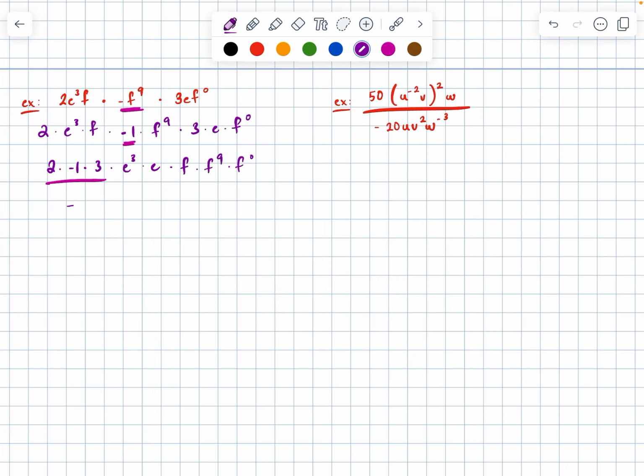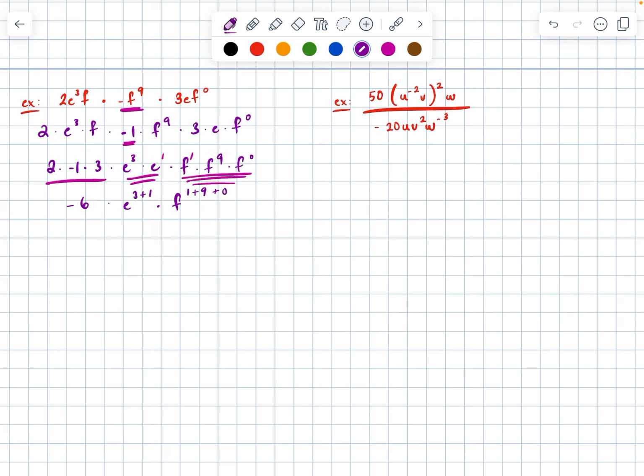2 times -1 is -2. Times 3 gives me -6. I have e to the third times e. When I multiply, I add my exponents. So this becomes e to the power of 3 plus, right, that invisible 1 attached to the e. Same thing with this f. This is going to be f to the power of invisible 1 plus 9 plus 0.